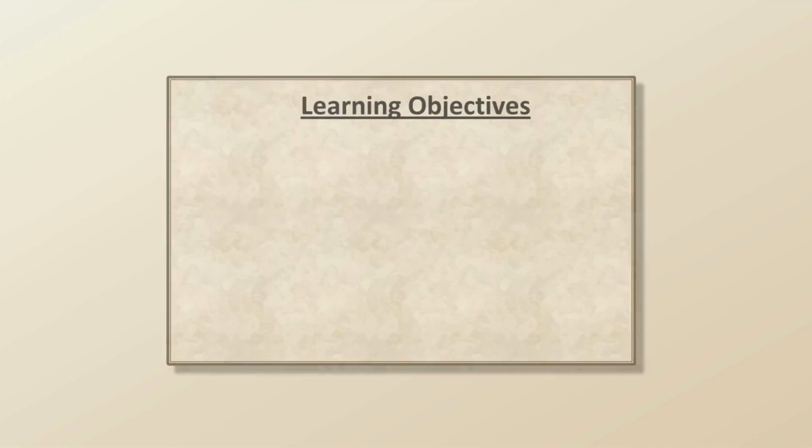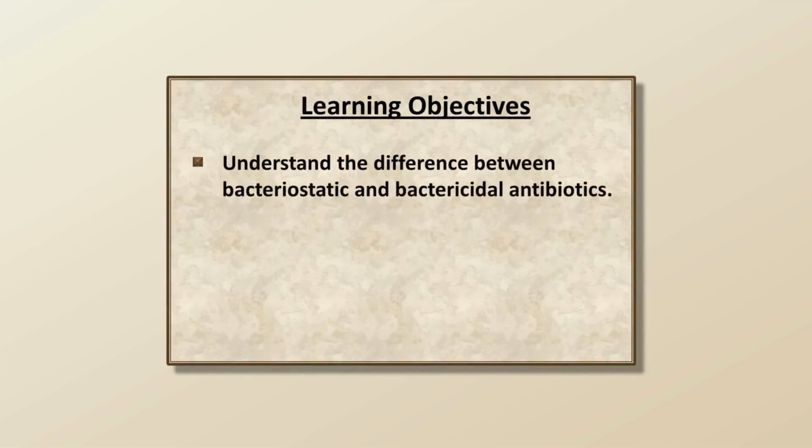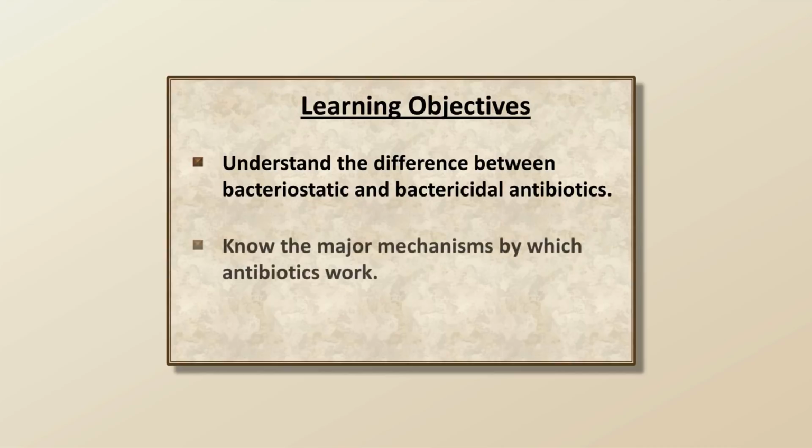The major learning objectives are first to understand the difference between bacteriostatic and bactericidal antibiotics. Second, to know the major mechanisms by which they work. And last, to know the common antibiotic classes. I'll also be spending a few minutes talking about the initial discovery of antibiotics.